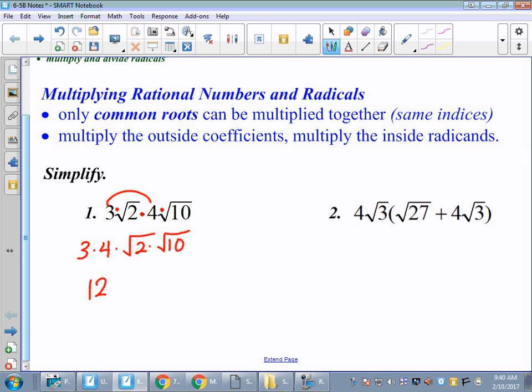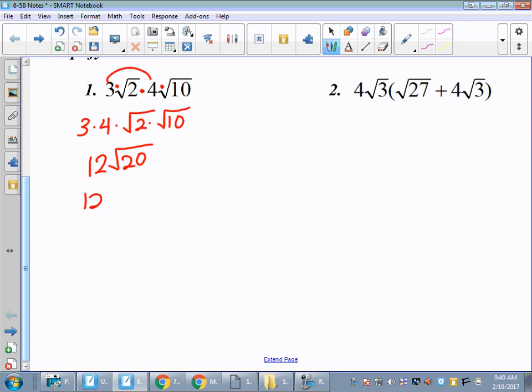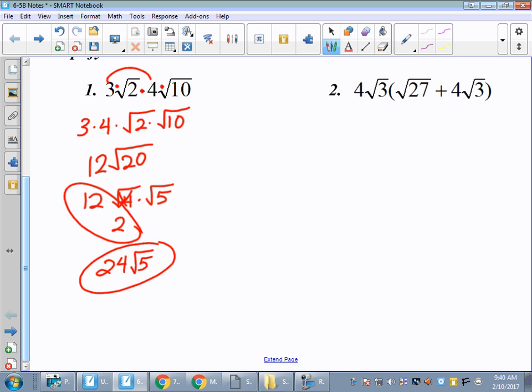So 3 times 4 is 12. 2 times 10 is 20. Now that we have it combined, we just got to clean that up. So root 20 becomes root 4, root 5. Root 4 becomes 2. 12 times 2 is 24. So we end up with 24 root 5. So I can't forget the idea of taking out a perfect square in that radical.